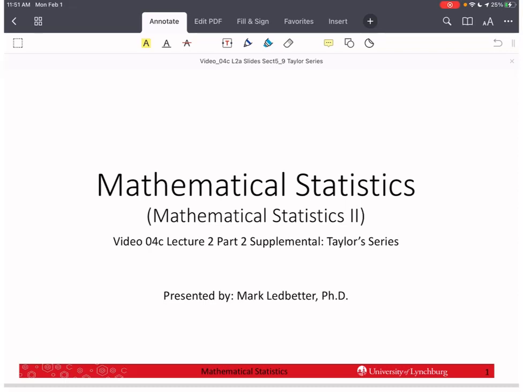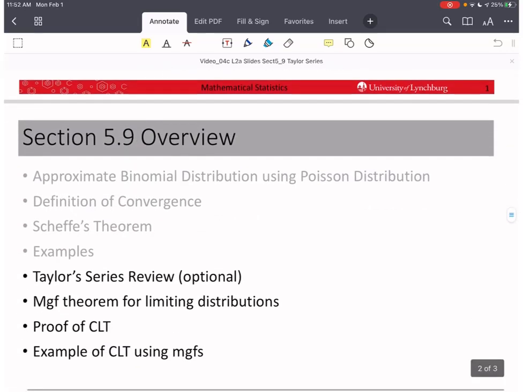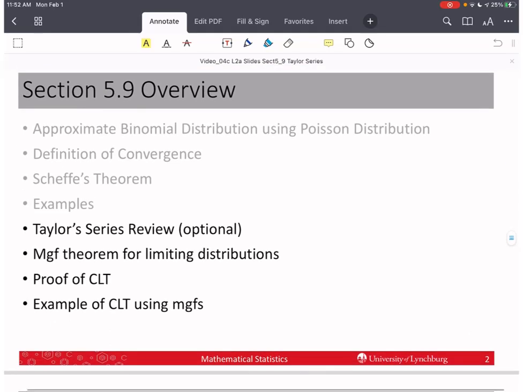So while this video is not required as far as watching it, the information in it is required to be known by you. So you do need to know how to do Taylor's expansion and how to use the remainder expression as well. So this is Lecture 2, Part 2 Supplemental, and we'll call this video 4C. Again, we're going to cover Taylor's series in detail, do some examples, so I hope you enjoy the video.